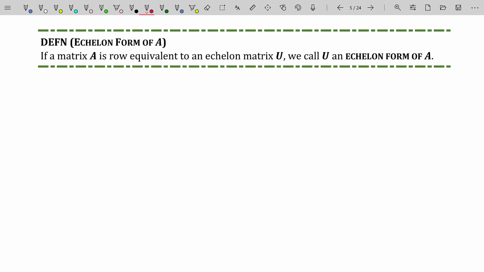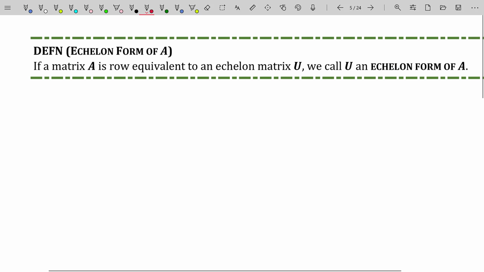Now, we've already talked about echelon forms, like what makes a matrix have an echelon form, and we've talked about an echelon matrix. But what if you do row reduction techniques with a non-echelon form matrix to turn it into an echelon form? Well, that's what this definition is all about.